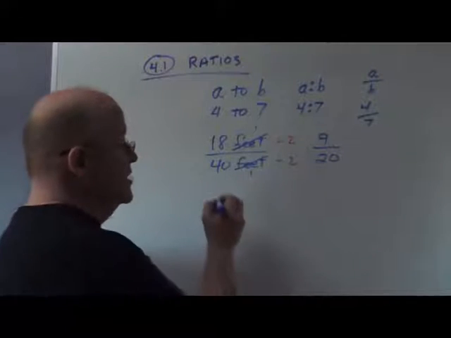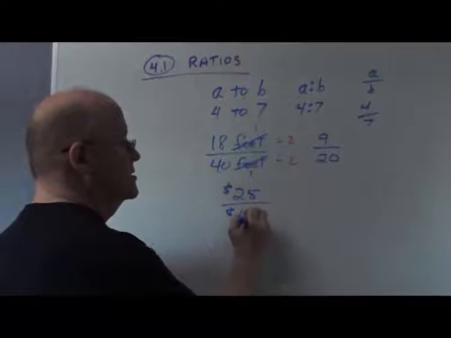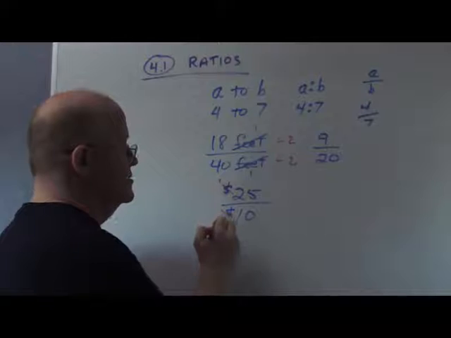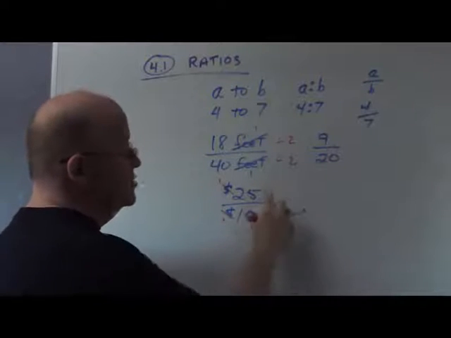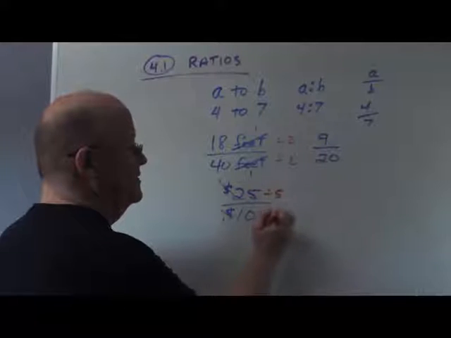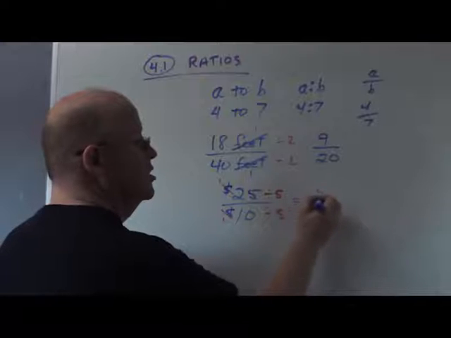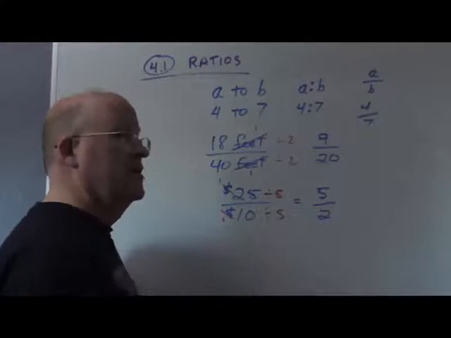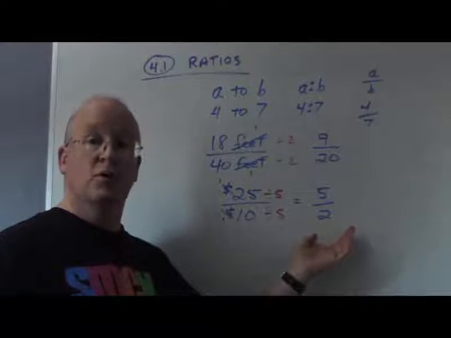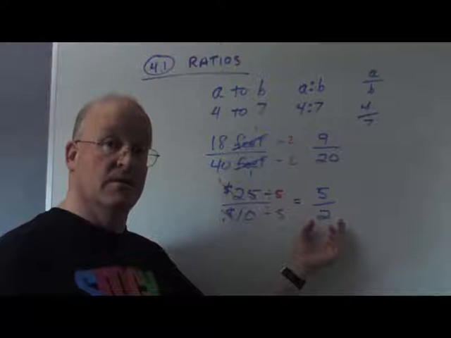Now let's reduce the ratio $25 to $10. Again, we can cancel out those dollar signs, those units aren't needed, and the 25 and 10 can be reduced because each can be divided by 5. So in this case, we would write this as the ratio 5 to 2. Now, when we are dealing with ratios, we do not convert to mixed numbers, nor do we convert to decimals. We want a ratio of two whole numbers.